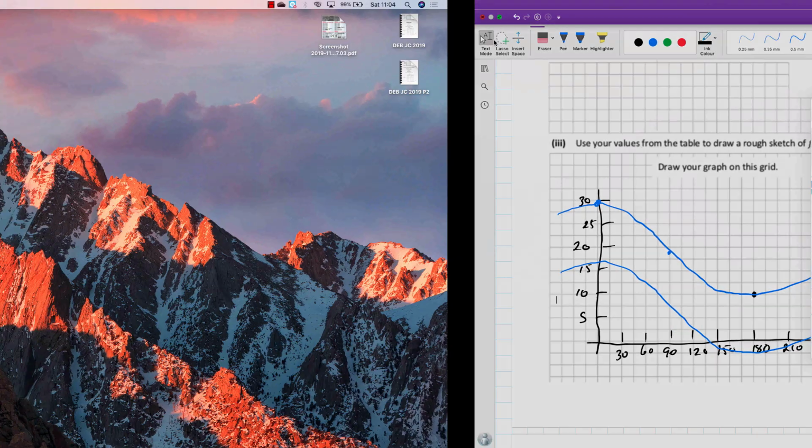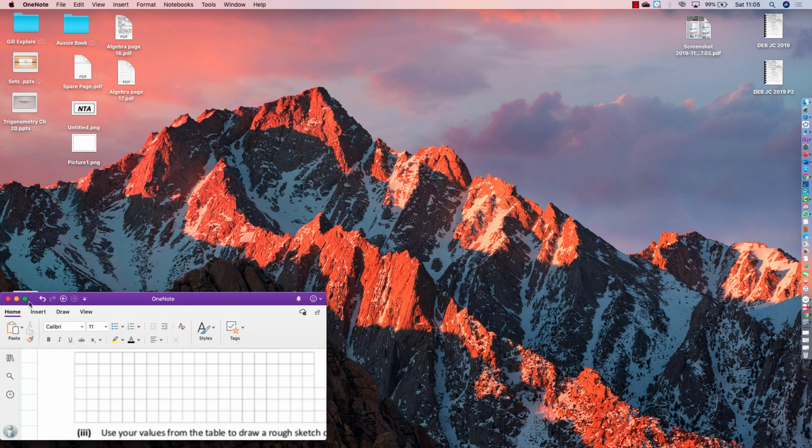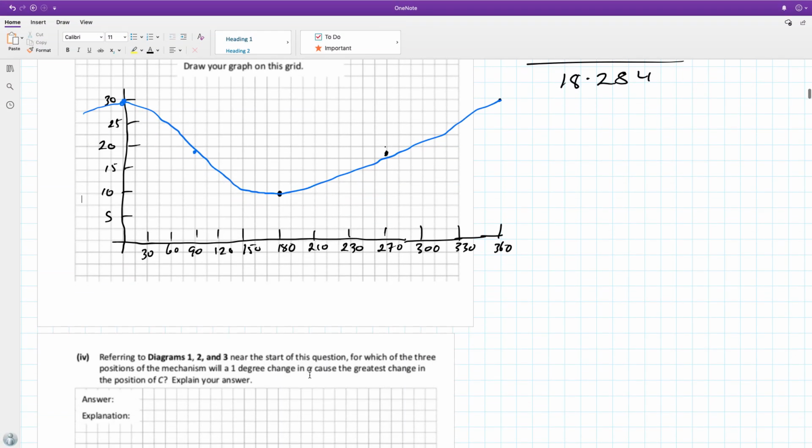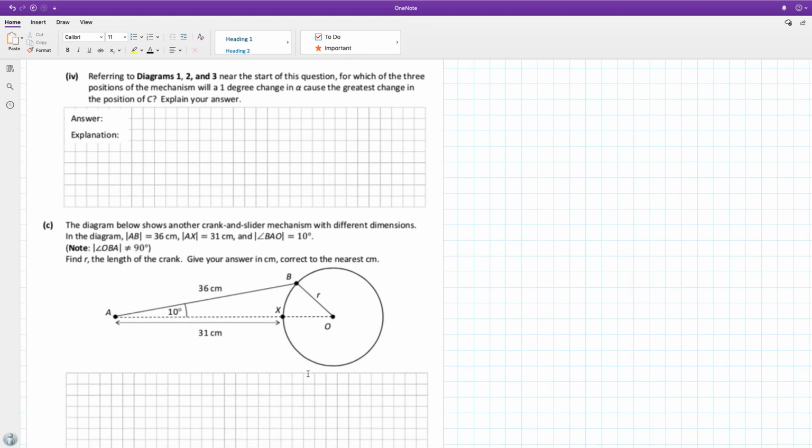Right, let's look at the next bit of the 3D problem. So, the first little bit was a horrible little thing. They asked us, referring to diagrams 1, 2, and 3 near the start of this question, for which of the 3 positions of the mechanism a 1 degree change in alpha caused the greatest change in the position of C. Some people wasted nearly 15 minutes there.